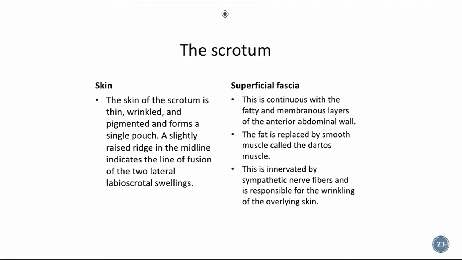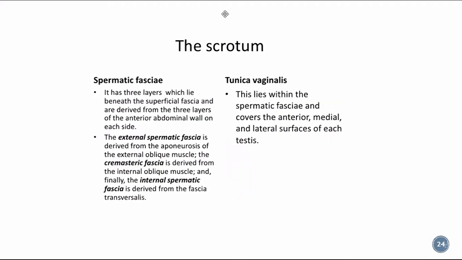Next is the superficial fascia, which is continuous with the fatty and membranous layers of the anterior abdominal wall, as I mentioned earlier. The fat is replaced by smooth muscle, known as the dartos muscle. This is innervated by sympathetic nerve fibers and is responsible for the wrinkling of the overlying skin, especially when it's cold.